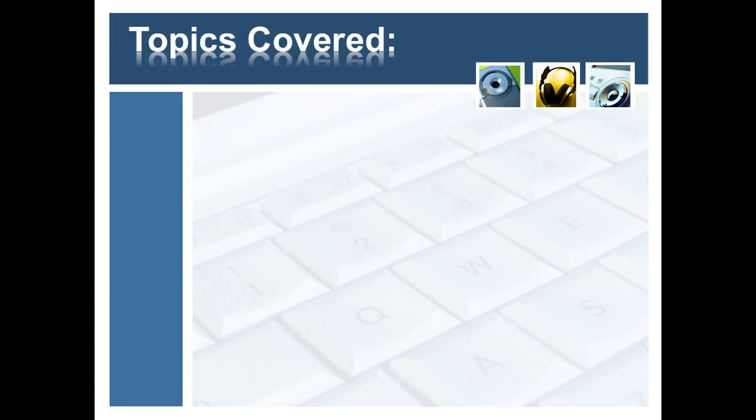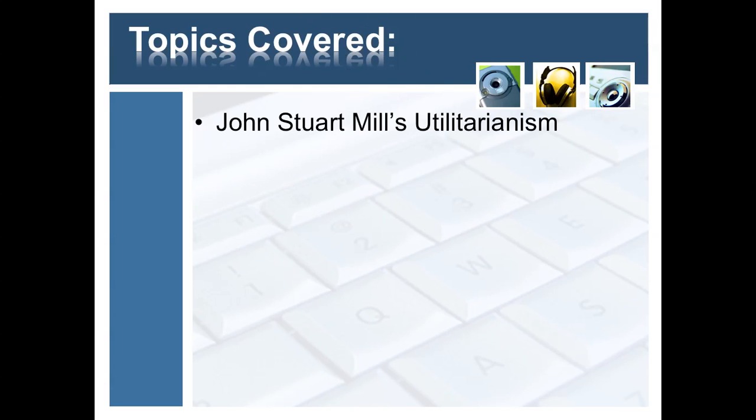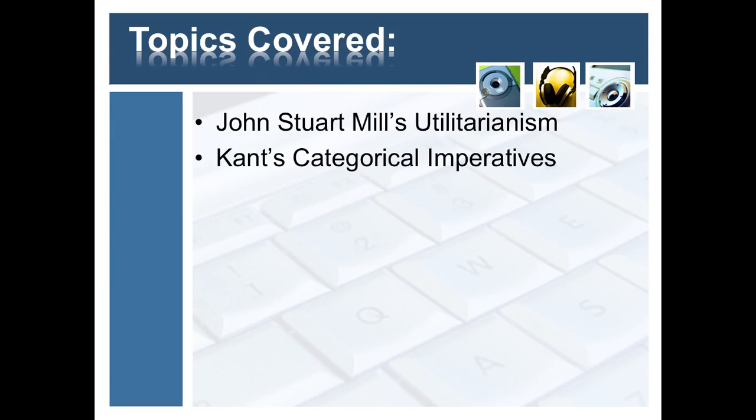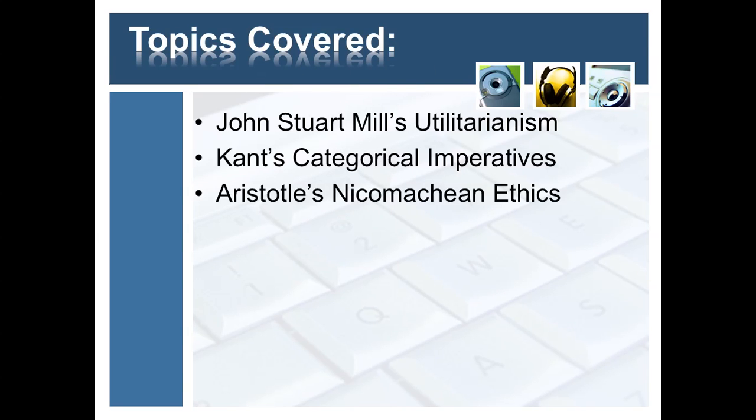What are the topics being covered in this lesson? First is John Stuart Mill's utilitarianism, or the theory of utilitarianism. Second is Kant's categorical imperatives. Next, we have Aristotle's Nicomachean ethics, which would be the last philosophy that we are going to discuss, or the last theory that we are going to discuss under the finalist theories.